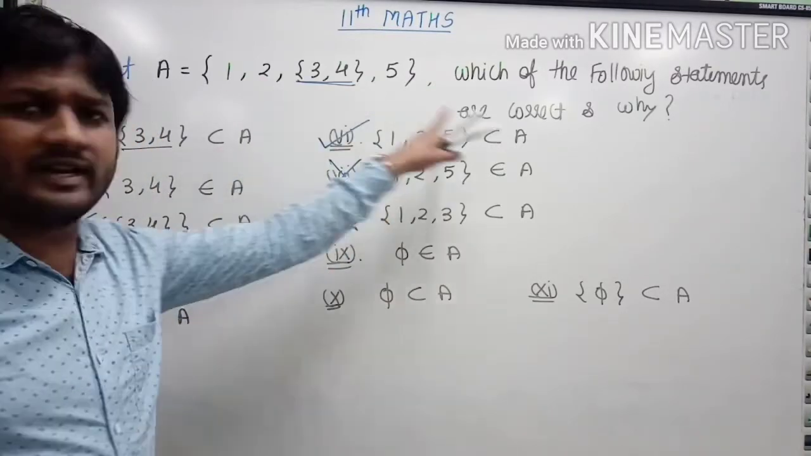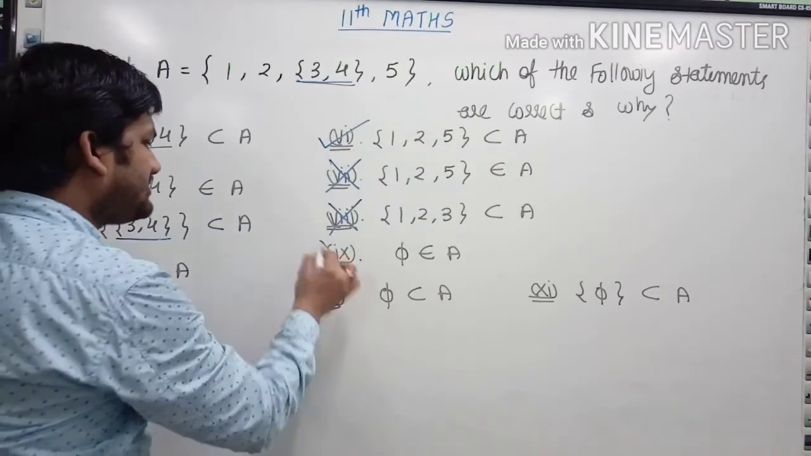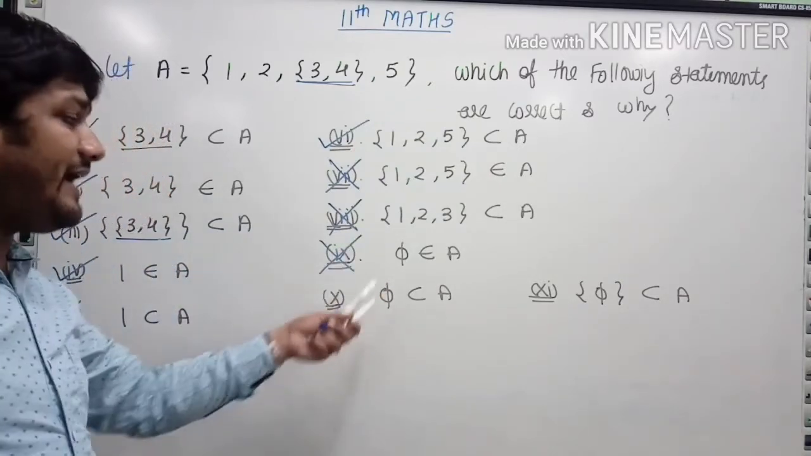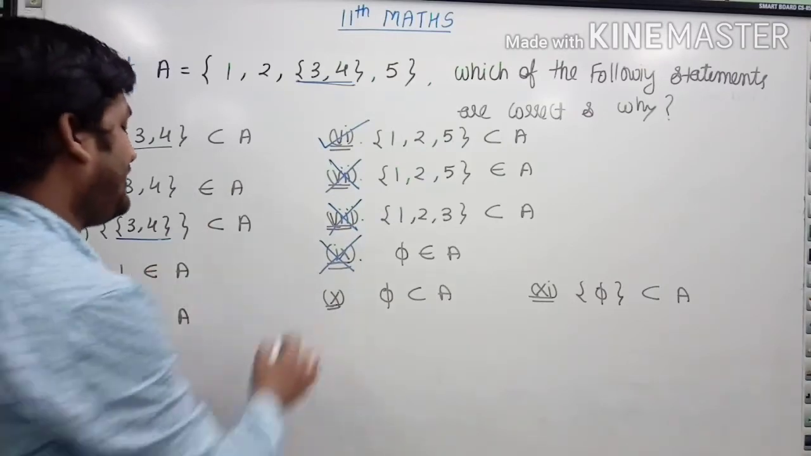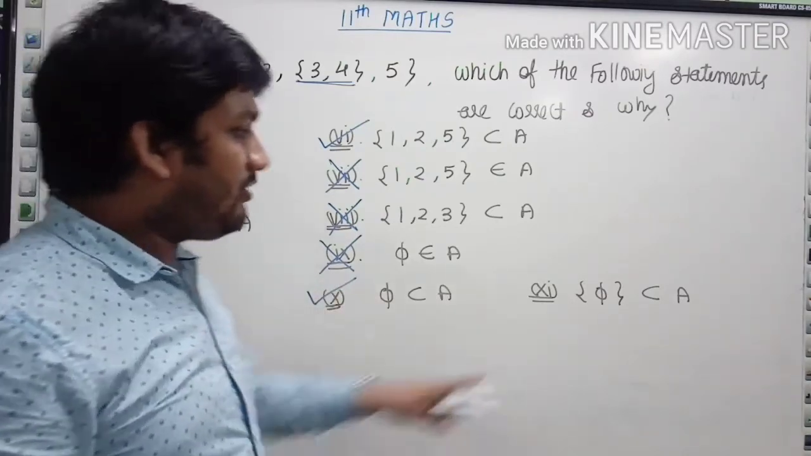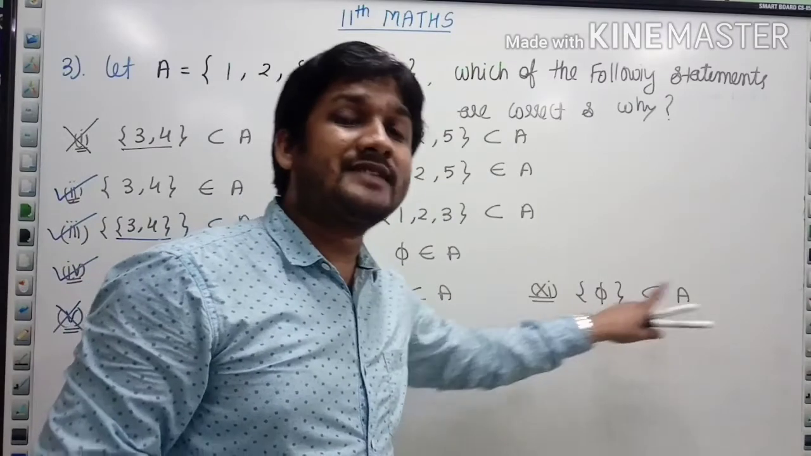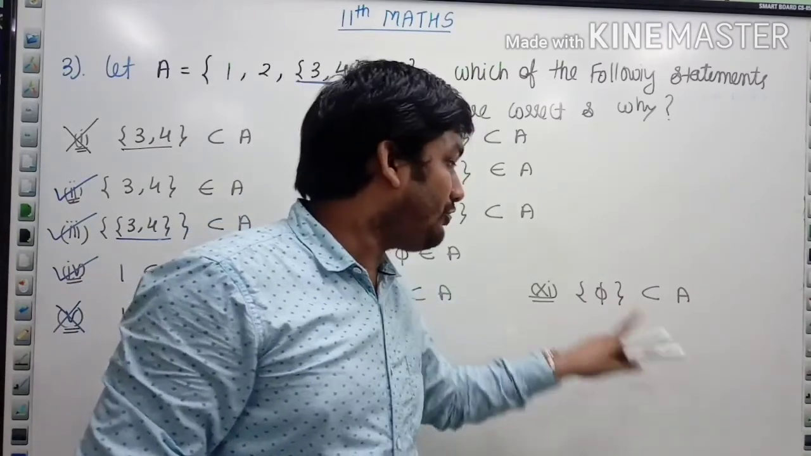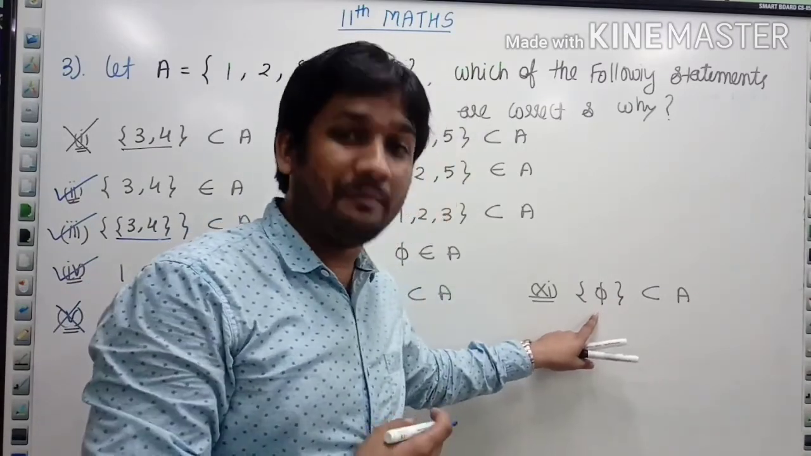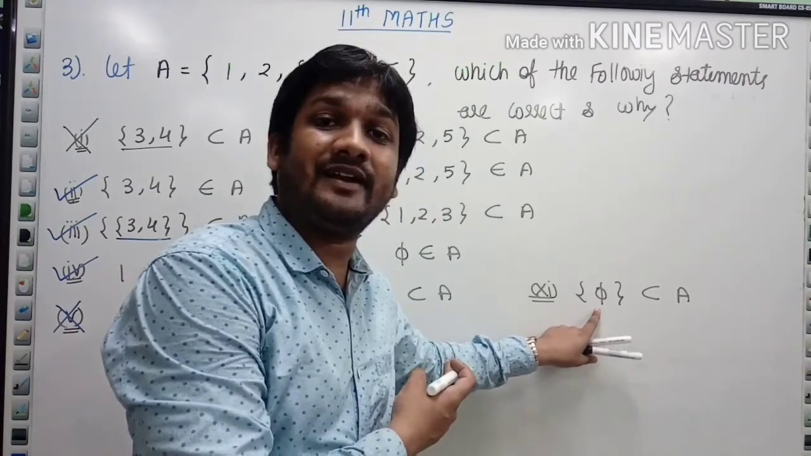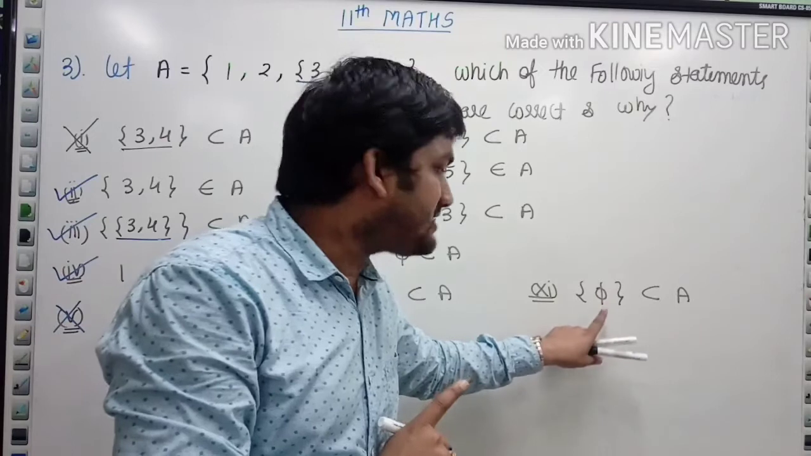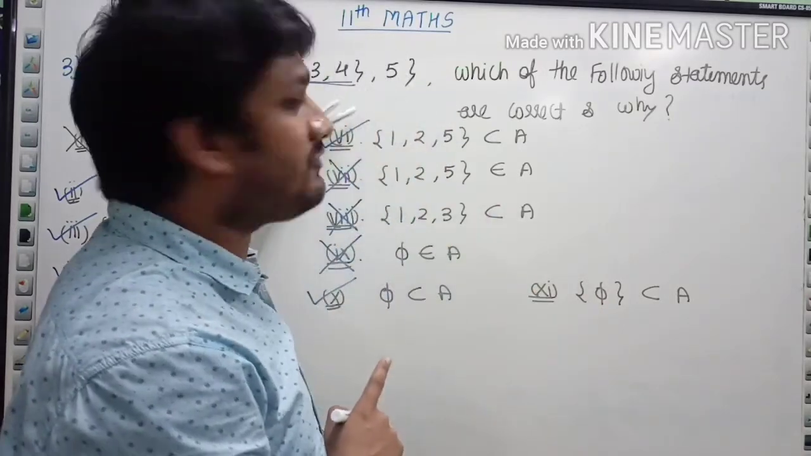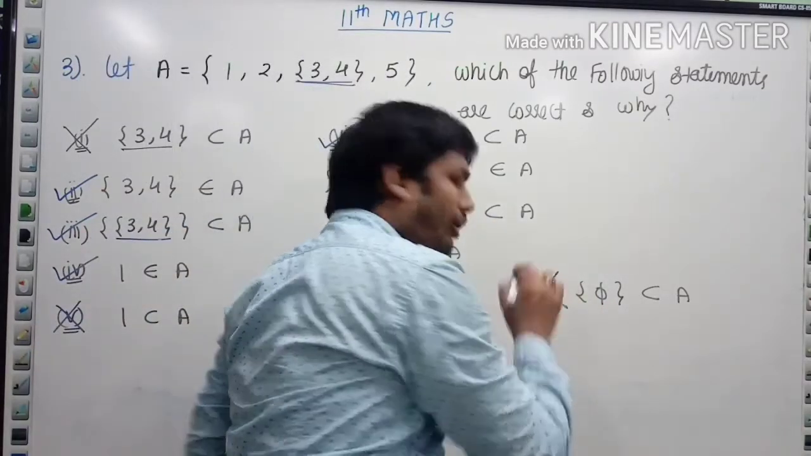5 belongs to here, is 5 visible here? No, so this is wrong. Now 5 is a subset of A, yes, 5 is a subset of every set, this is correct. Now this 5 is a subset, no. Look, this 5 is not an empty set, this is a singleton set which is having one element and that is 5, so here there is no element 5, this is wrong, right?